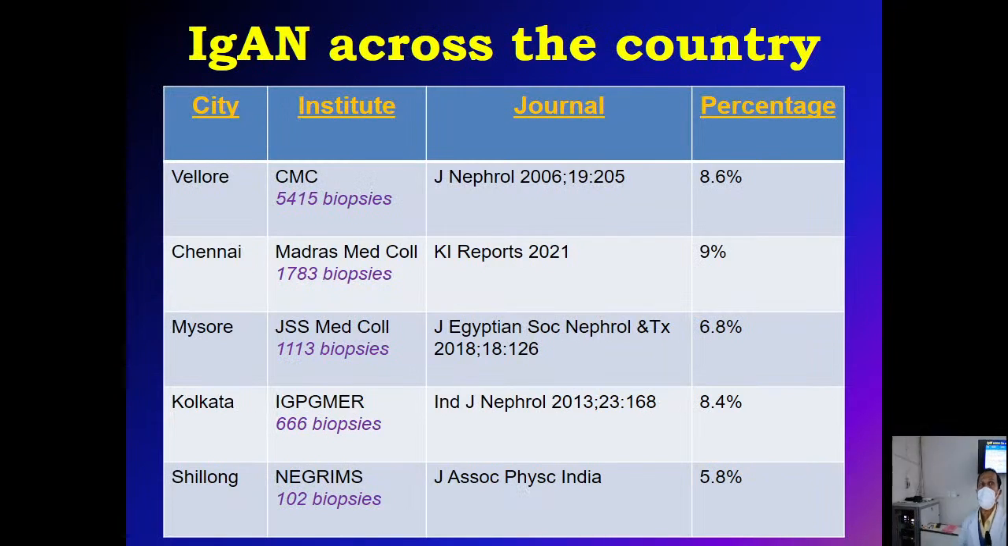What about our country? CMC Vellore, when they studied more than 5,000 biopsies, reported in 2006, about 8.6%. Chennai recently in KI reports about 2,000 biopsies, about 9%, and this is what is expected. JSS Medical College, Mysore, 6.8%. From the east, Kolkata PG reported 8.4% in 6 biopsies. In the northeast, if you go by the heat map, you would expect more cases, but this is the only data we have, a little discordant. From NEIGRIHMS, Shillong, just 102 biopsies, it was 5.8%.